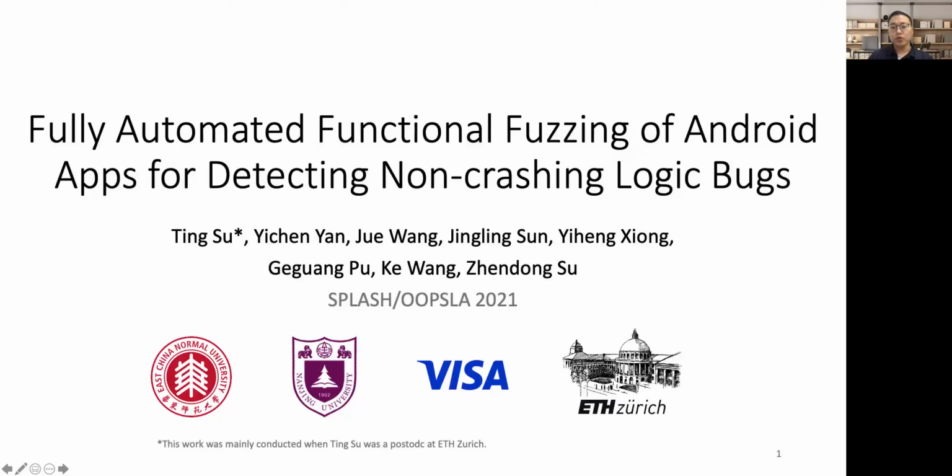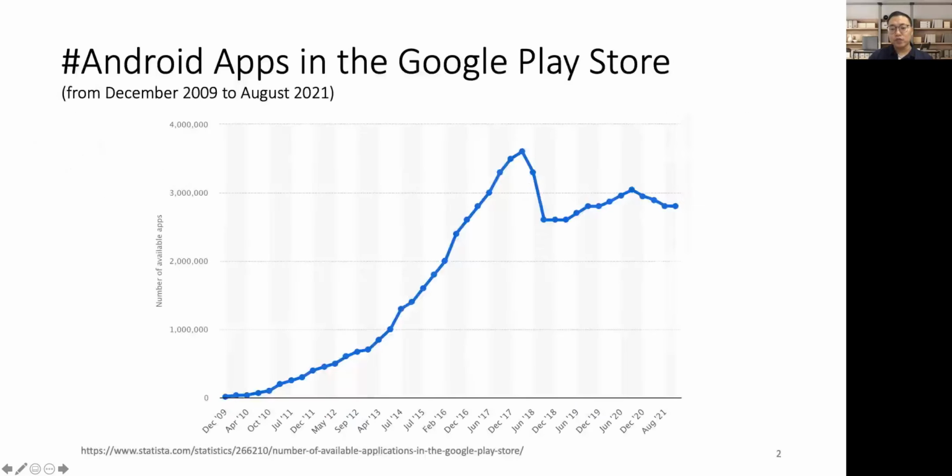I will introduce our work, fully automated functional fuzzing of Android apps for detecting non-crashing logical bugs. This work was mainly conducted when I was a postdoc at ETH Zurich in the group of Professor Zheng Su. This work is jointly conducted with Yi Chenyan, Jinling Sun, Yiheng Xiong, Ge Guangpu from East China Normal University, Xue Wang from Nanjing University, Ke Wang from Visa Research, and Zheng Dongsu from ETH Zurich.